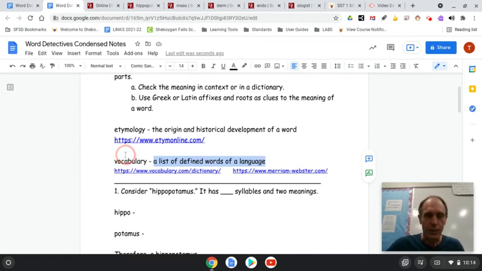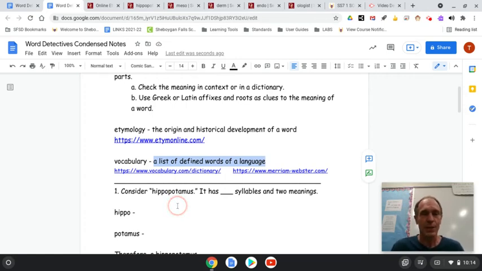And going down below here, consider hippopotamus. Consider hippopotamus. It has how many syllables and two meanings? It has hippo in it and potamus. We have to figure out what it is first, how many syllables.